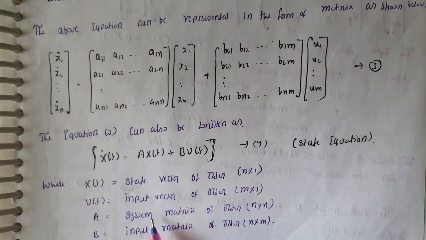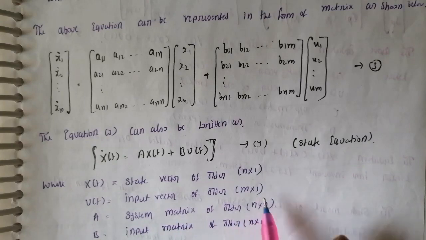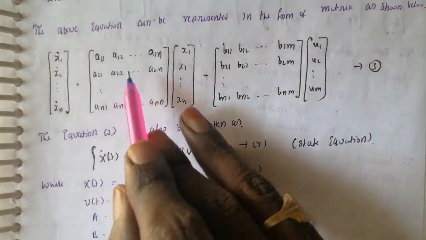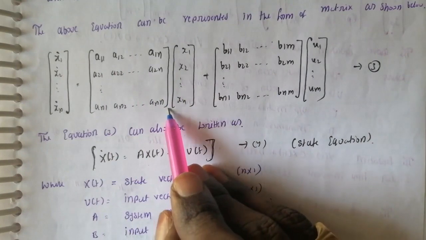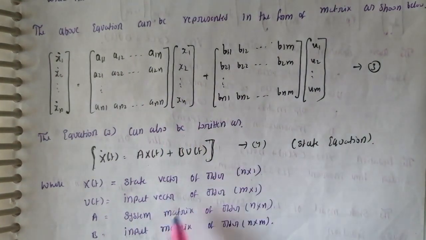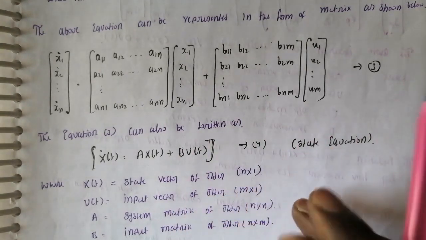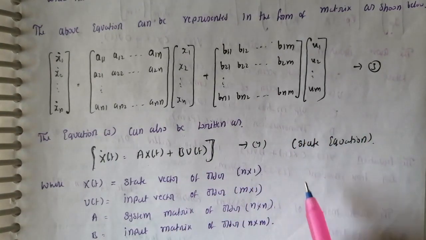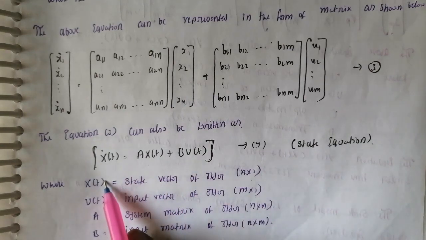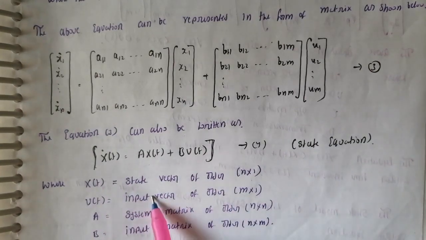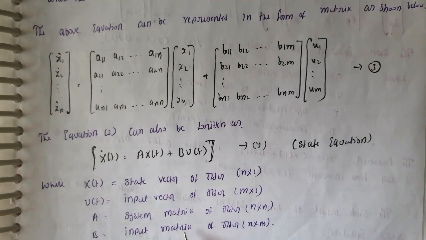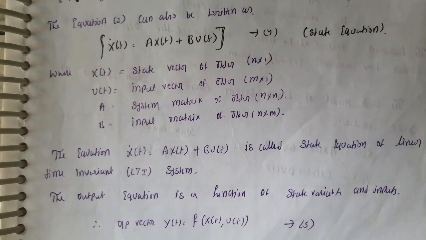And A is called the system matrix of order n by n. So matrix A represents the system matrix, and it has order n by n, and B is the input matrix of order n by m. So just remember these 4 matrix names. x of t is the state vector, u of t is the input vector, A is the system matrix, and B is the input matrix. The equation x dot of t equals A x of t plus B u of t is called the state equation of a linear time invariant system.